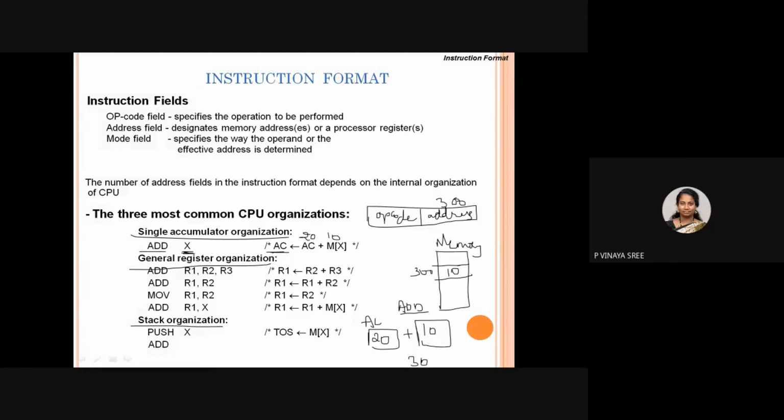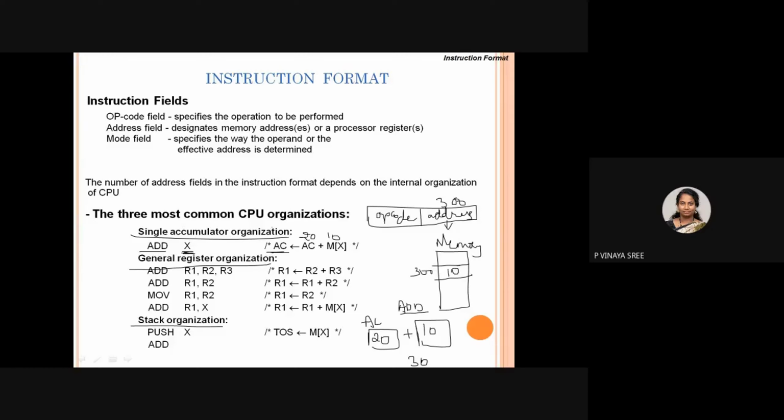So this is your single accumulator organization, where in the instruction format only one address is mentioned. That is why it is called single accumulator organization.